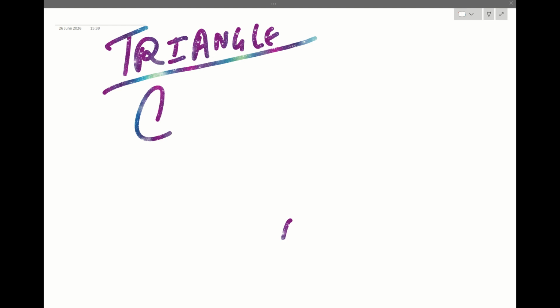Hello everyone, my name is Ankit and today we're going to understand triangles: what is a triangle, its properties, and congruence of triangles.